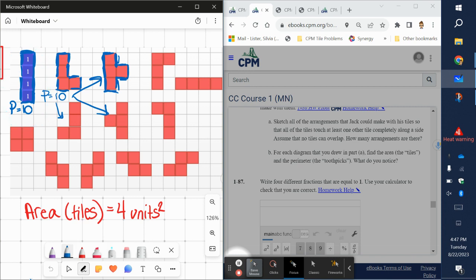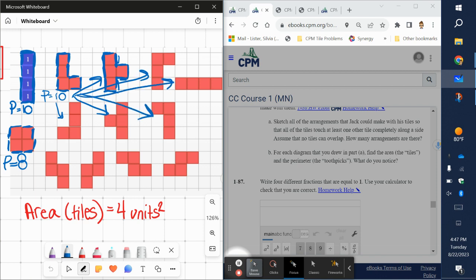So let's count this other one, this little 2x2 right here. So it's 1, 2, 3, 4, 5, 6, 7. Oh, this is 8. This has a perimeter of 8. Okay, so I know those are all 10.